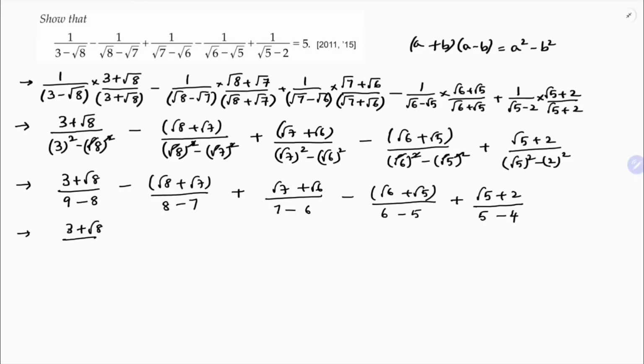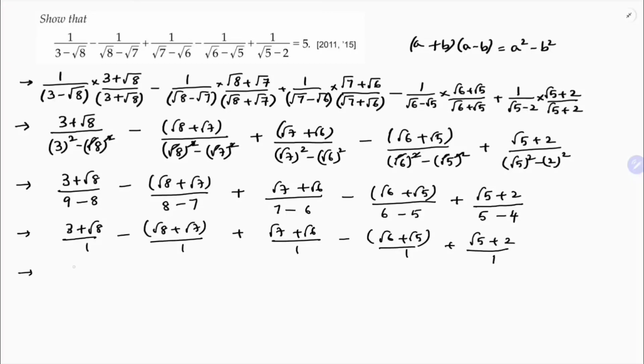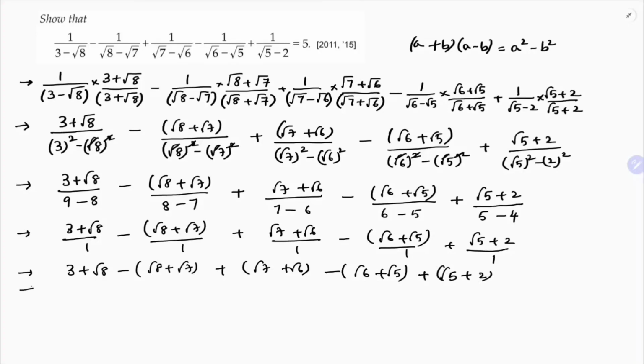So the next step: 3 plus root 8 by 1, minus root 8 plus root 7 by 8 minus 7, which is 1, plus root 7 plus root 6 by 1, minus root 6 plus root 5 by 1, plus root 5 plus 2 by 1. So just write the numerators: minus the bracket of root 8 plus root 7, plus root 7 plus root 6. When it is minus, it is compulsory to use the brackets.